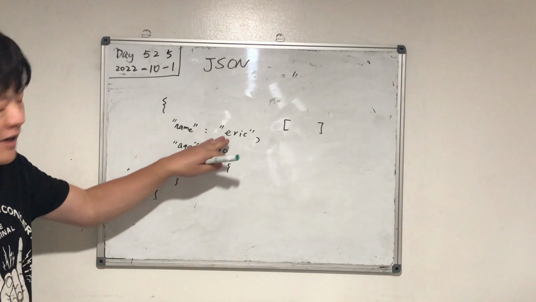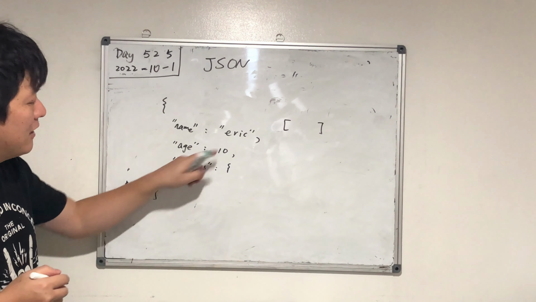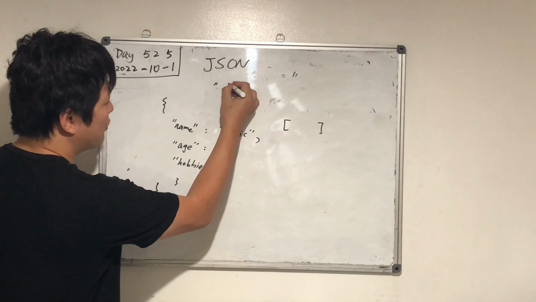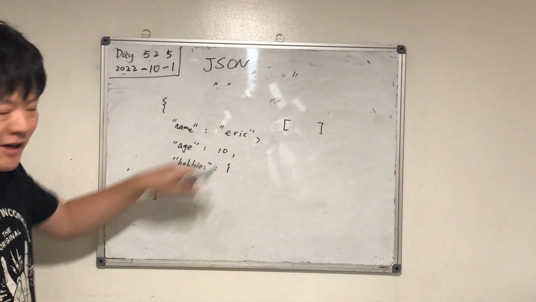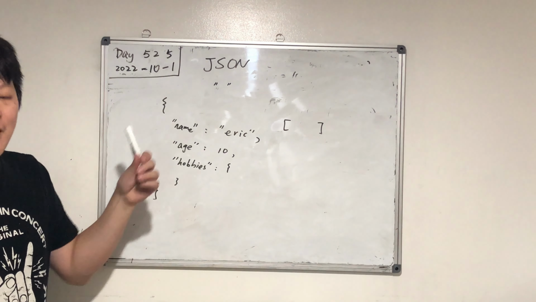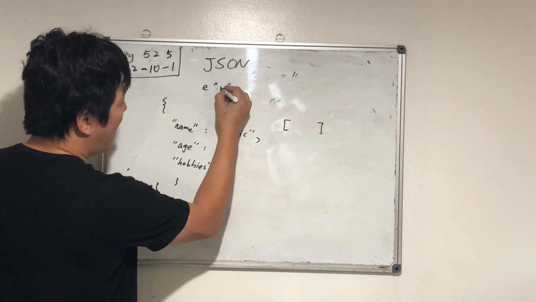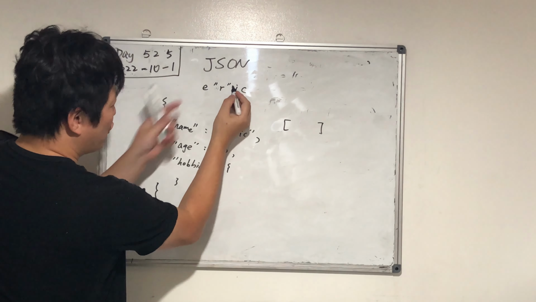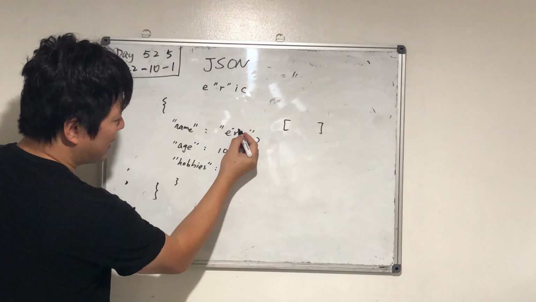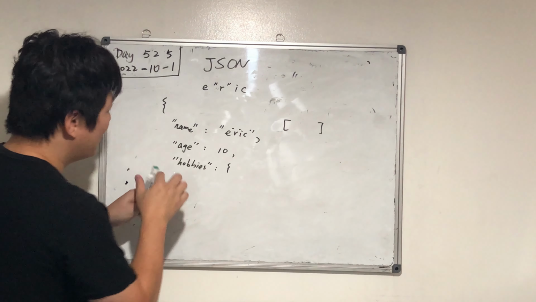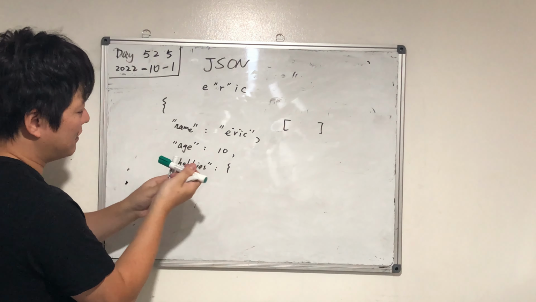How about if the values have a quote? Now this is just text. How about if I want to store a double quote in the value field? We need to escape it. For example, we want to store ERIC with a double quote. I can't just put it here, because this could cause a problem. So what we need to do is just do this.